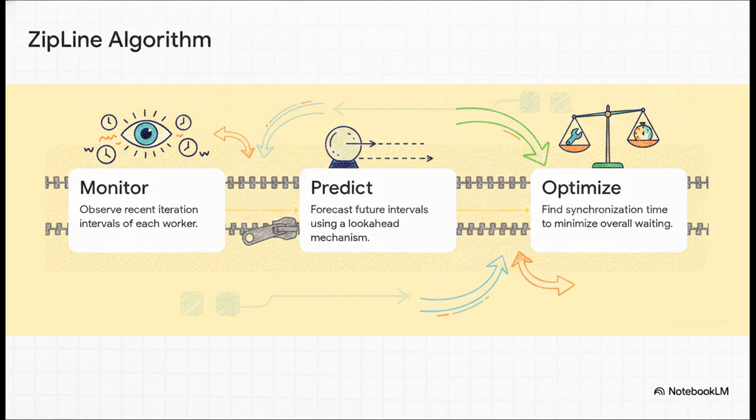Let's walk through the specific algorithm that drives this, known as Zipline, step by step, just like a true masterclass. Step 1. Zipline monitors the most recent iteration intervals of each worker, noting exactly when their push requests arrive at the server. Step 2. It uses that look-ahead mechanism to predict a specific number of future iteration intervals for each individual worker. And then, Step 3, the algorithm performs a highly efficient one-pass scan across this predicted timeline. It's basically calculating the precise chronological moment where dropping a synchronization barrier will result in the absolute minimum overall waiting time for all workers combined. It's just a beautifully elegant, dynamic calculation that perfectly balances speed and accuracy.